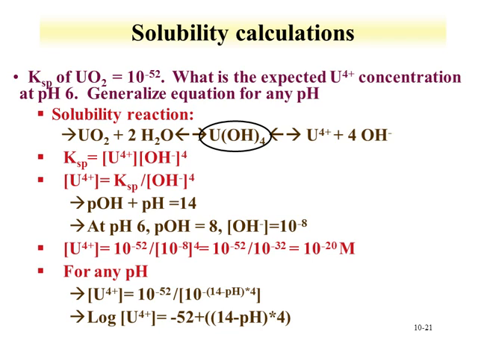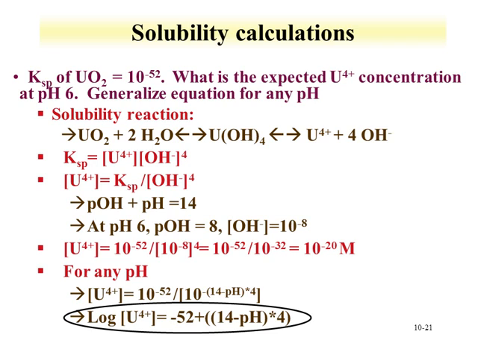So the concentration of uranium-4 is 10 to the minus 52 divided by 10 to the minus 32. That's equal to 10 to the minus 20. And I can generalize this equation, where I say that the uranium-4 concentration is just equal to the KSP divided by 10 to the power of minus 14 minus the pH, times 4. If I take the log of both sides, it's just minus 52 plus 4 times 14 minus pH. So that's a very generalized equation that I can use to determine the amount of uranium-4 that will be formed from the dissolution of uranium dioxide.